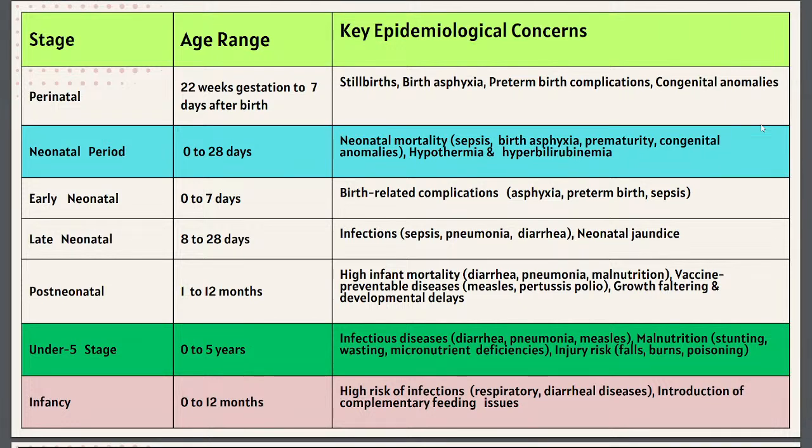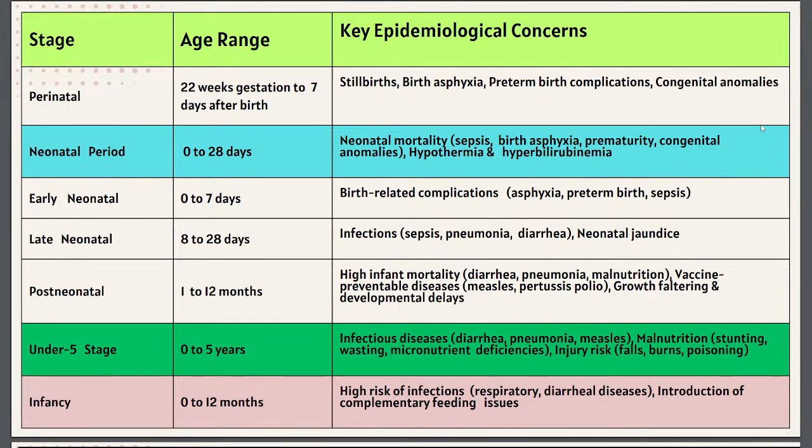Then we have the post-neonatal period, which becomes a different set of problems, a different set of determinants, where we have again diarrhea, pneumonia and malnutrition. Vaccine preventable diseases, or vaccines, are the most important tool that we have at our disposal to help children not die. Okay. And growth faltering and developmental delays.